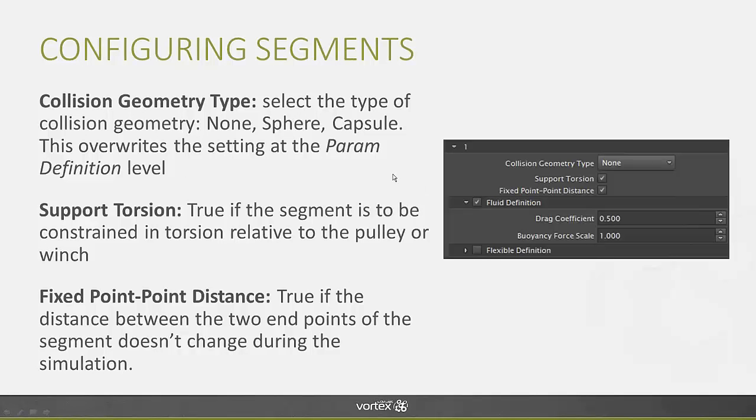If we go in the segment section now, for each segment, we're going to define a collision geometry type, either none, sphere, or capsule. Note that this will override the setting at the parameter definition level. There's a box to support the torsion. If set to true, the segment is constrained in torsion relative to the pulley or winch. Fixed point-to-point distance is true if the distance between the two endpoints of the segment doesn't change during the simulation, for example, between two pulleys.